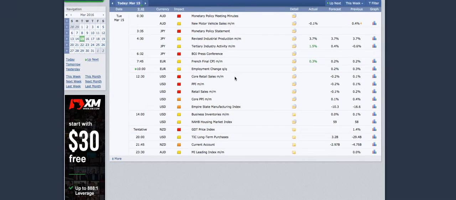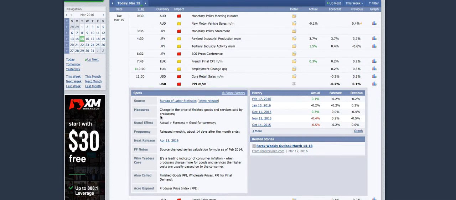We have the core retail sales, we have the retail sales. Guys, if you don't know how this works, basically what this does is you can click the box right here, and it tells you a little bit about the news event, like the PPI, changes in price of finished goods and services sold by producers, right? Usual effect, if actual is bigger than the forecast, that's good for currency. And of course, if it's worse than the forecast, then it's bad for the currency, right?